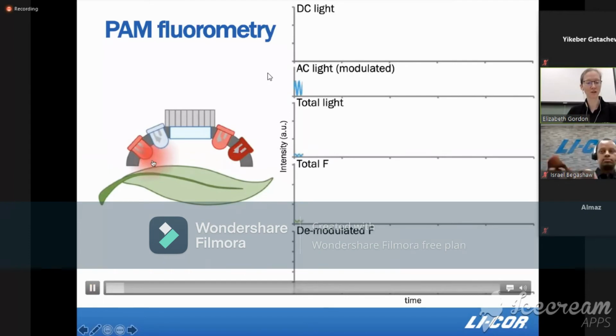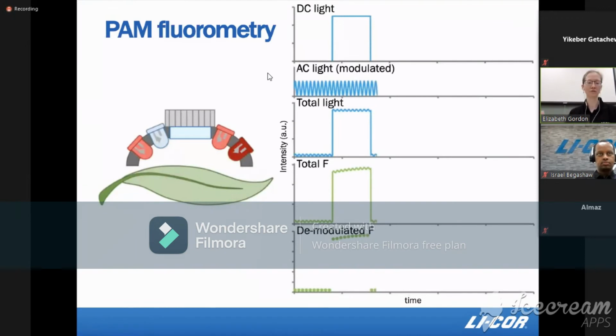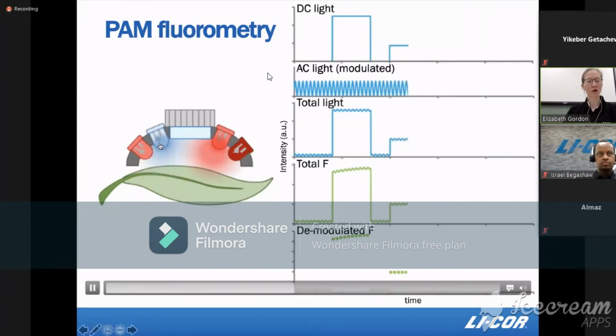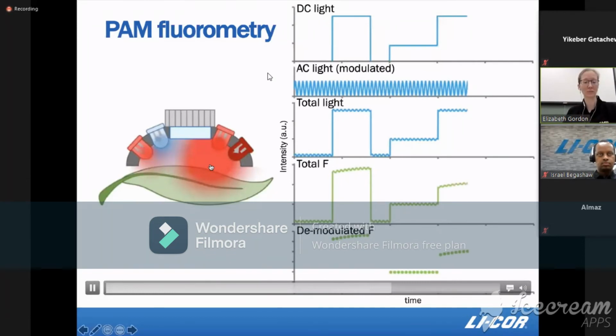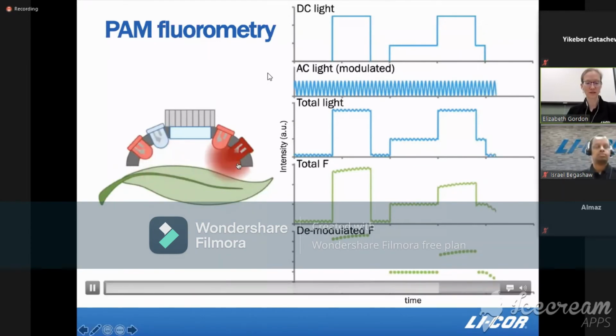So we have a modulating beam. That's the thing that's flashing over here in the corner. We can do a saturating flash, which is where we give a very large pulse of light and we see what kind of fluorescence comes back. We can also turn on red and blue actinic light. Actinic light starts photosynthesis. We can do a saturating flash in a light-adapted plant. And we can do a far red pulse as well.